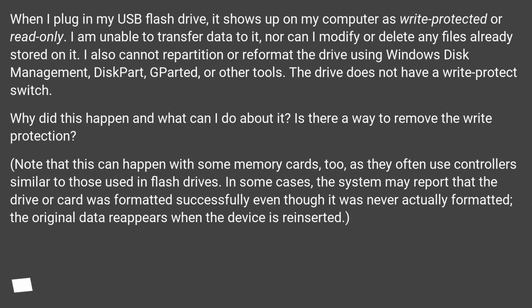I also cannot repartition or reformat the drive using Windows Disk Management, Diskpart, Parted, or other tools. The drive does not have a write protect switch. Why did this happen and what can I do about it? Is there a way to remove the write protection?